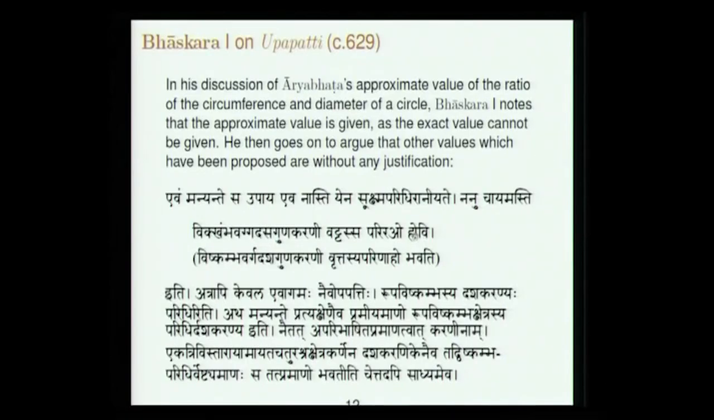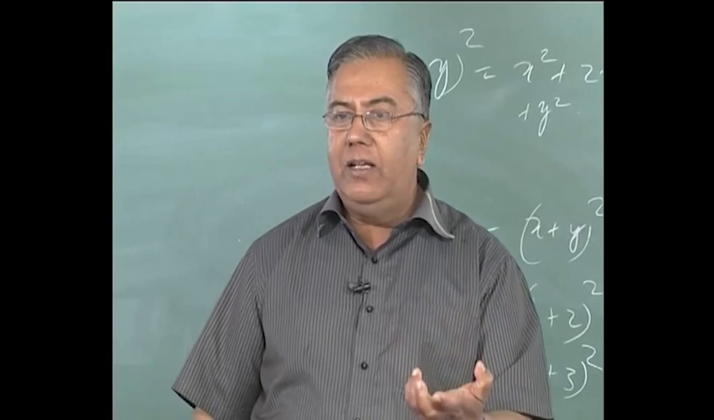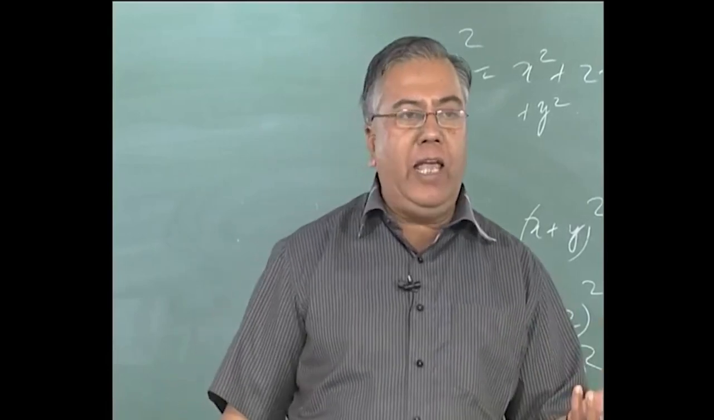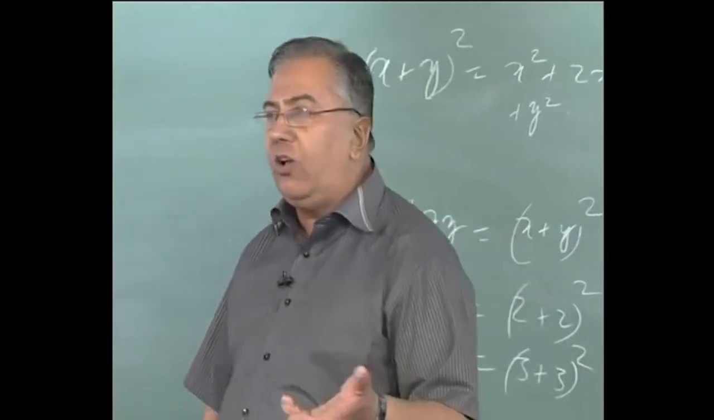Then he raises the question, evam manyante sa upaya eva nasti yena sukshma paridhi aniyate nanu chayam asti vishkambha varga dashaguna karini vrittasya parinaho bhavati. It is the corresponding Prakrit version of that. So, the square root of 10 is really the accurate value of the circumference of a circle of diameter 1, isn't it true? So, why are you saying that an exact value of the ratio of circumference to diameter cannot be given?